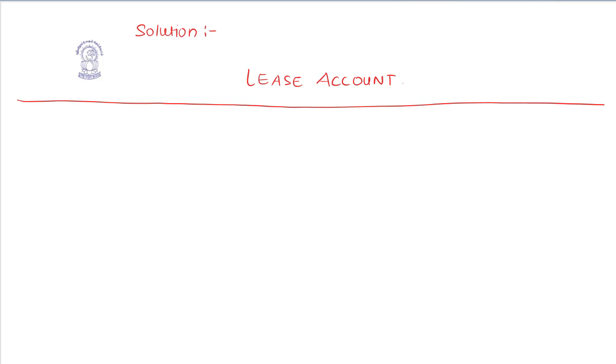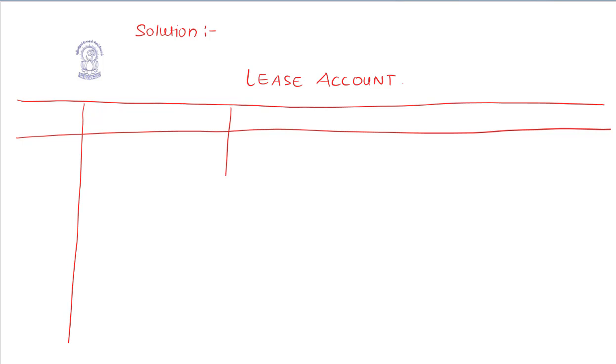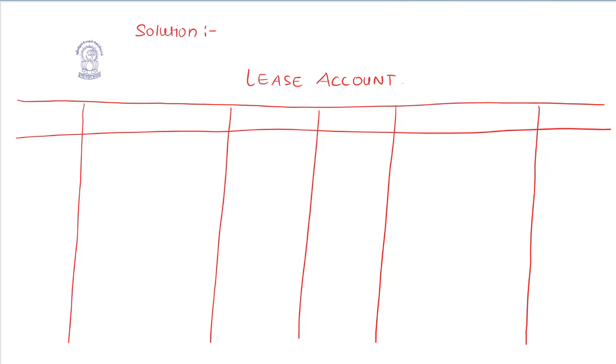Lease account. Solution. Lease account. Date, particulars, amount, date, particulars, amount. Debit, credit.